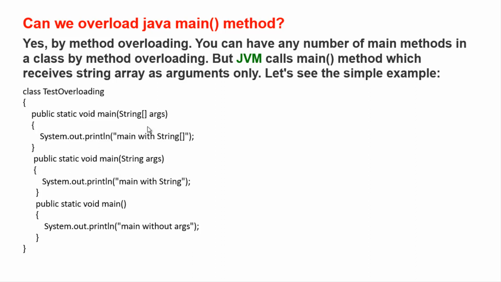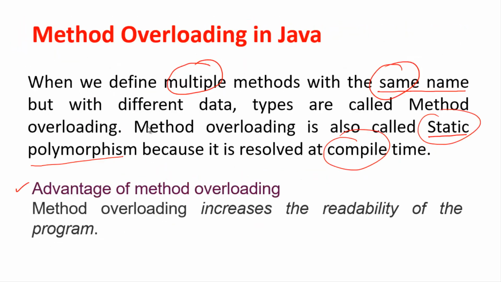So now I have concluded all the method overloadings, and so method overloading is that the same name, if the different methods are there but with the same name and different data types, that is what method overloading is. Okay.